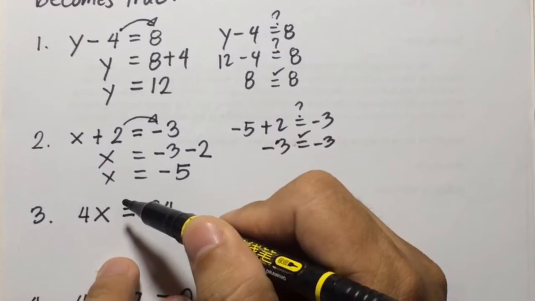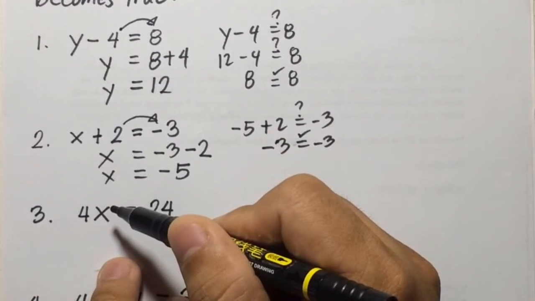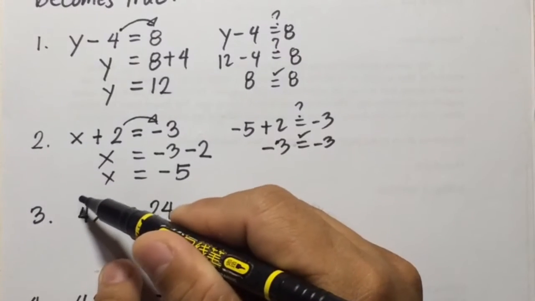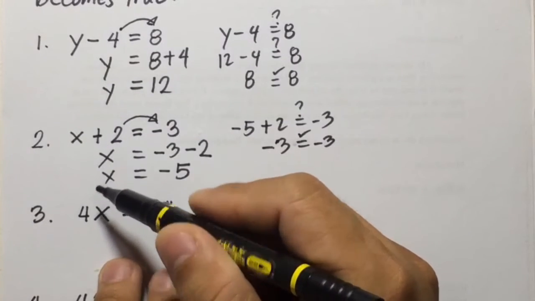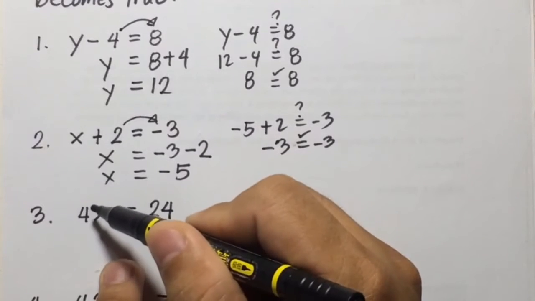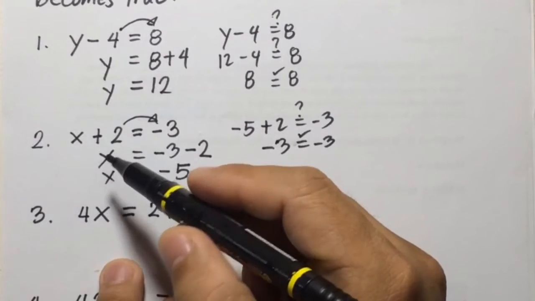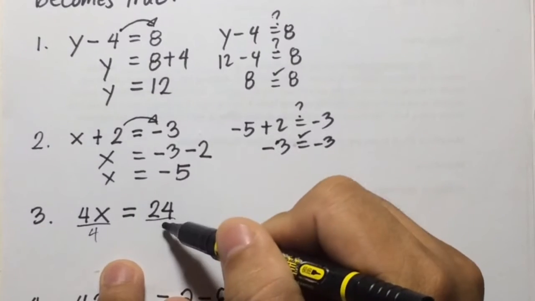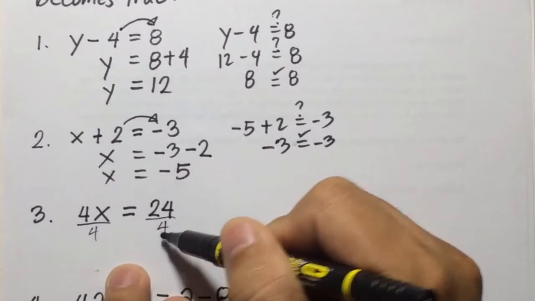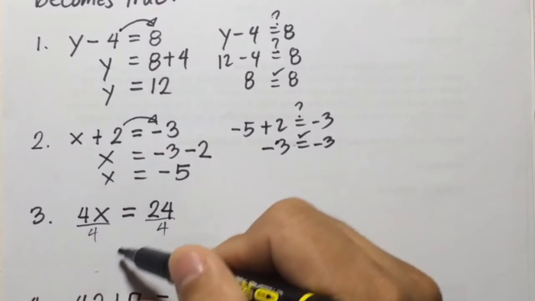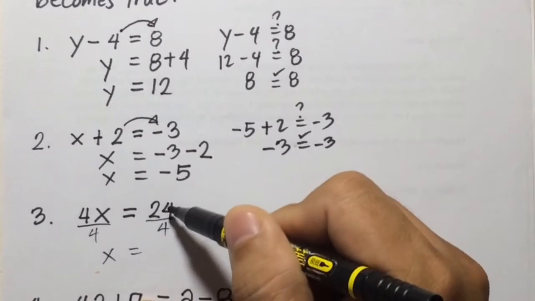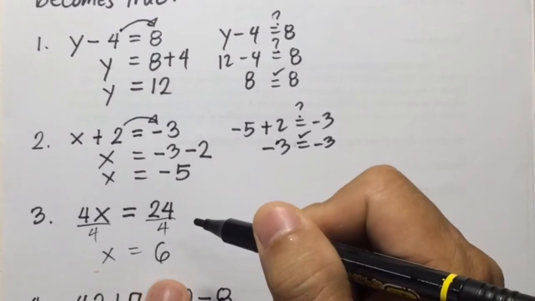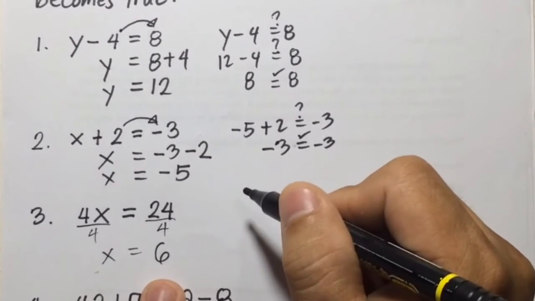Now in here, what you're going to do is divide both sides of the equation by the numerical coefficient of the variable. Now in here, the numerical coefficient is 4. So you're going to divide the left side by 4 and the right side of the equation by the same 4. 4x divided by 4 is x. Then 24 divided by 4 is 6. So the value of x here is equal to 6.